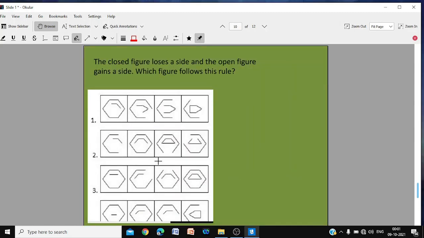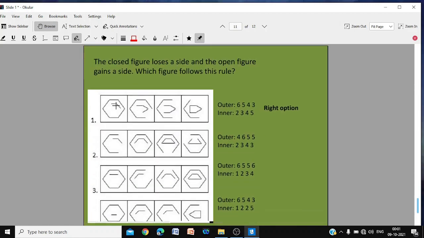The closed figure loses a side and the open figure gains a side. Which figure follows the rule? The closed figure, which is the outer one, loses a side at each step, and the open figure, which is inside, gains a side at each step. Identify the figure which follows the rule. Let us see. Let's count the number of sides in the open and closed ones.